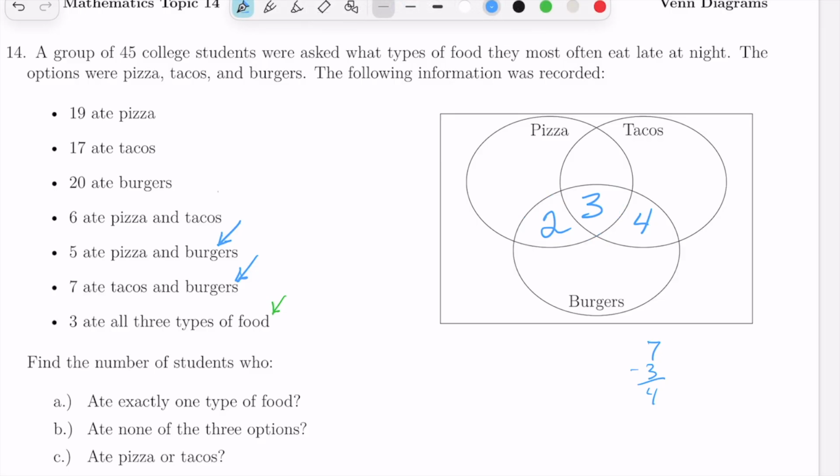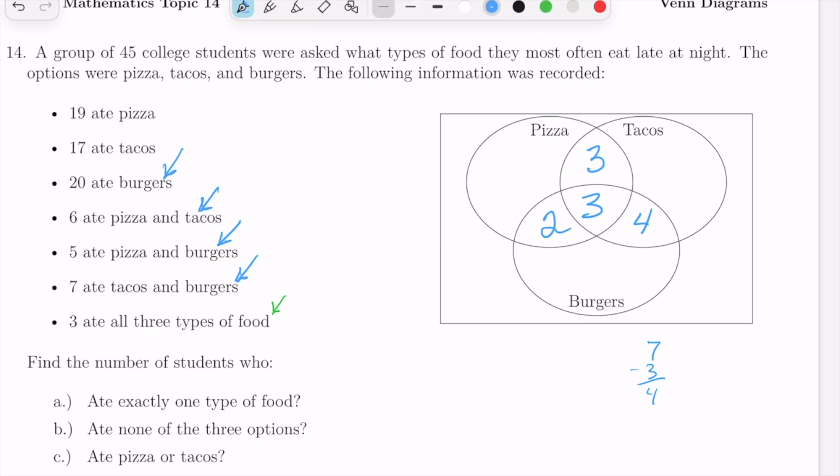We'll keep working our way up. We'll do this one next. 6 people said yes to pizza and tacos. So the whole football needs 6, and I already have 3. That means I need 3 more. Now there's 6 in that football.